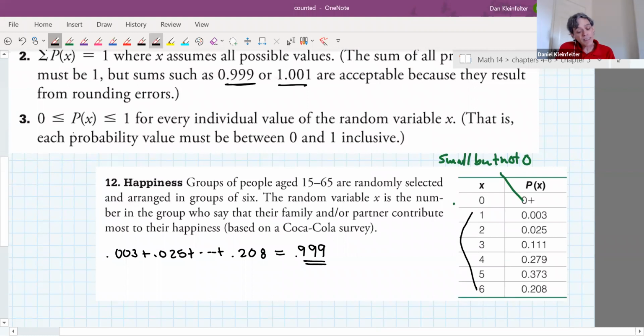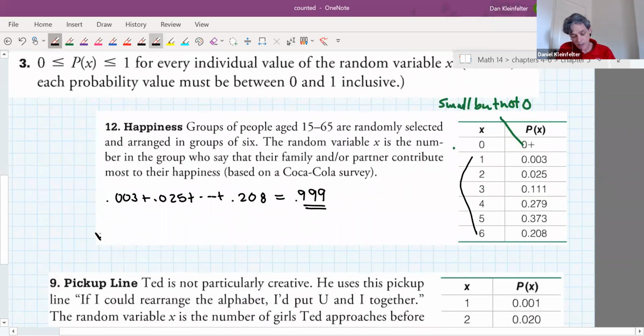Finally, for the last criterion, each of these probabilities is between 0 and 1. So the third requirement fits as well. So yes, we could say it's a probability distribution.